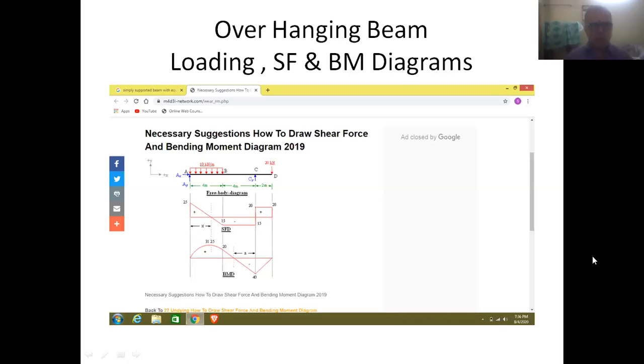Taking these values, we can very easily prepare the construction of shear force and bending moment diagrams. So friends, only the loading diagram will be given in the question paper. Using the data given in the loading diagram, we have to prepare equations and make calculations using these values. Ultimately, we have to prepare shear force and bending moment diagrams.